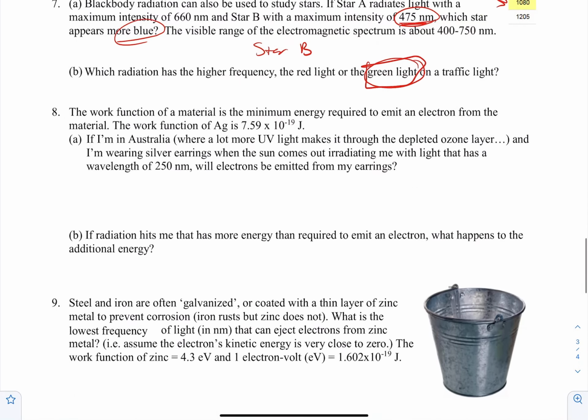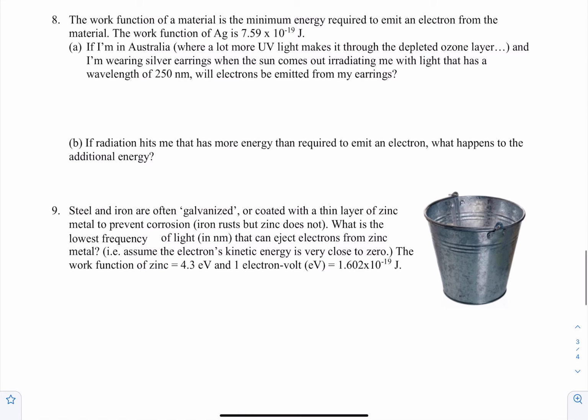All right. The work function of a material is the minimum energy required to emit an electron from the material. If the work function of Ag, which is silver, is 7.59 times 10 to the negative 19th joules. Okay, so this is the minimum energy that a photon has to have in order to knock off an electron.